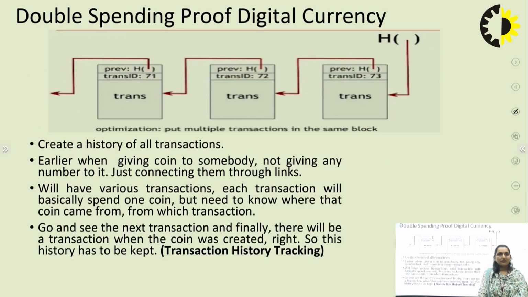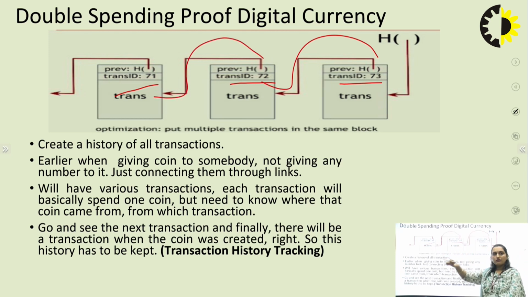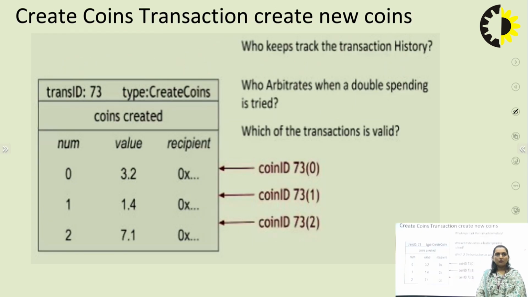Then we will see that we create transaction IDs. Transaction ID 71 is using a hash code. This is a chain of blocks, and we have transaction history tracking. Transaction 72 has this transaction, 71 has this transaction, and 73 has this transaction, linked through their hash codes. That is done in a blockchain scenario. So we create coins with transaction IDs, and the coin is created. These are the transactions here.